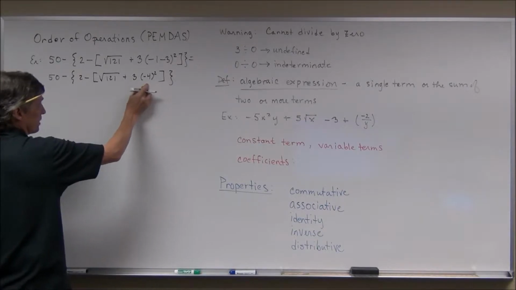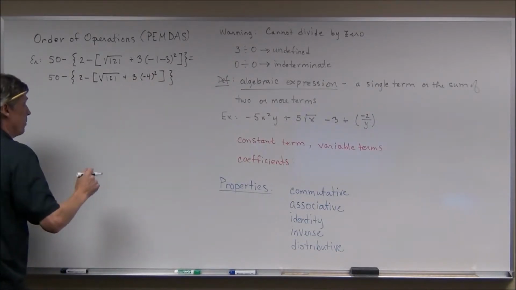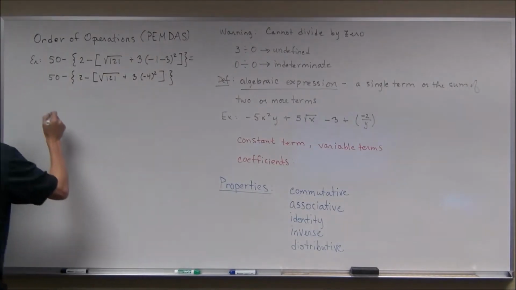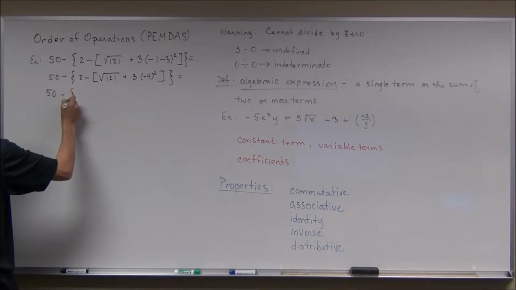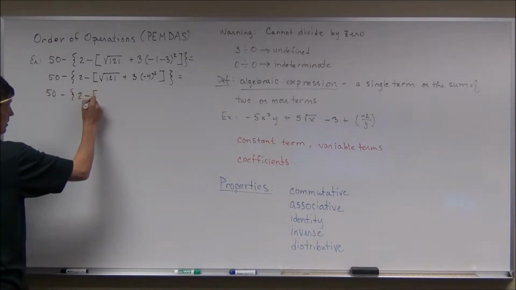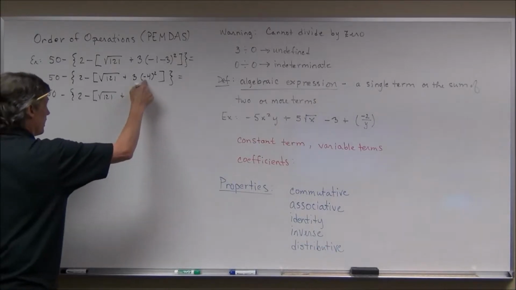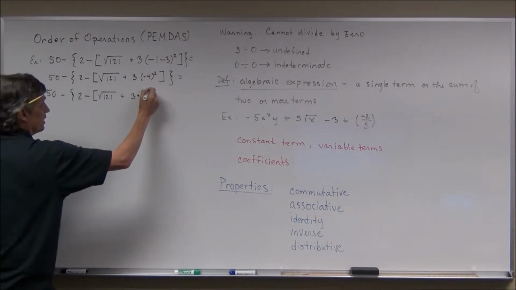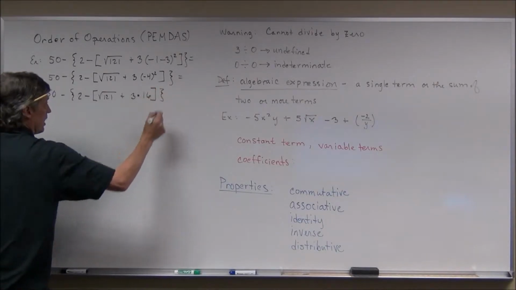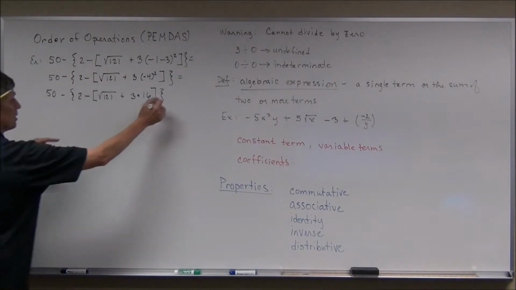-4, I kept in parentheses because I don't want you to multiply yet until we do the exponent. We do exponents before multiplication. So again, equals 50 minus the set of 2 minus the set of the square root of 121 plus 3 times -4 times -4, you're squaring it, is a positive 16. And now we're ready to simplify the expression that is in the brackets.